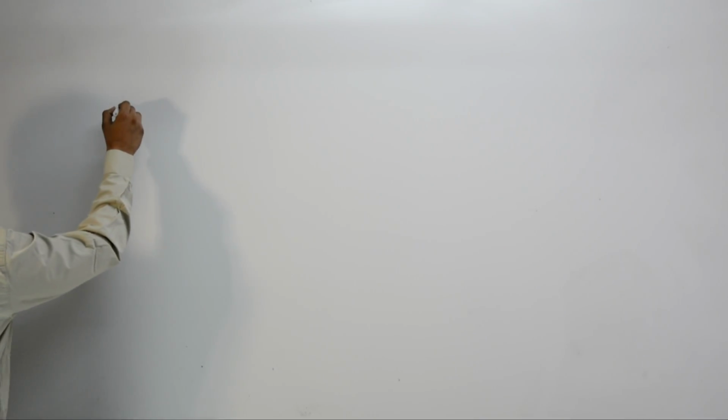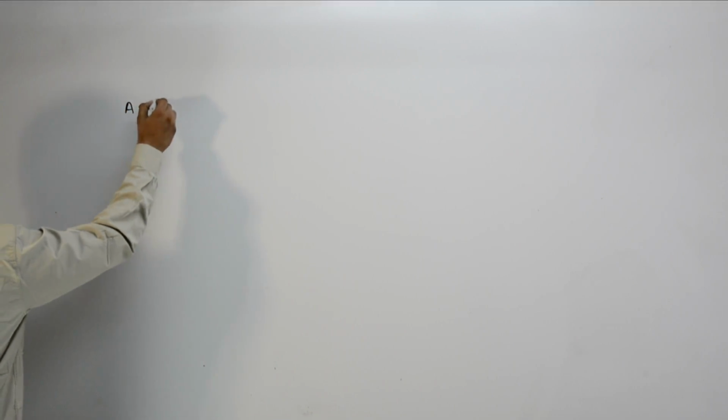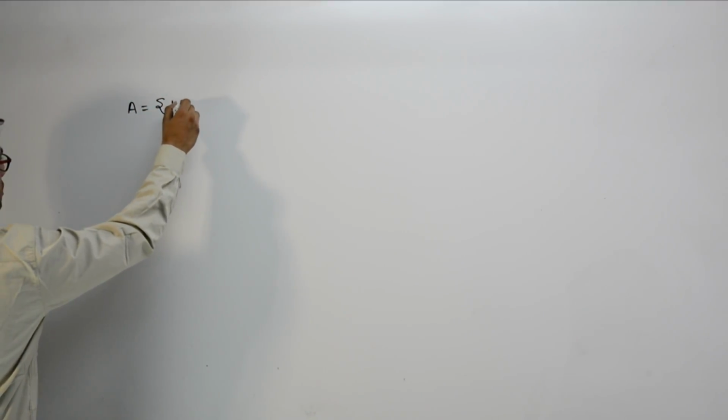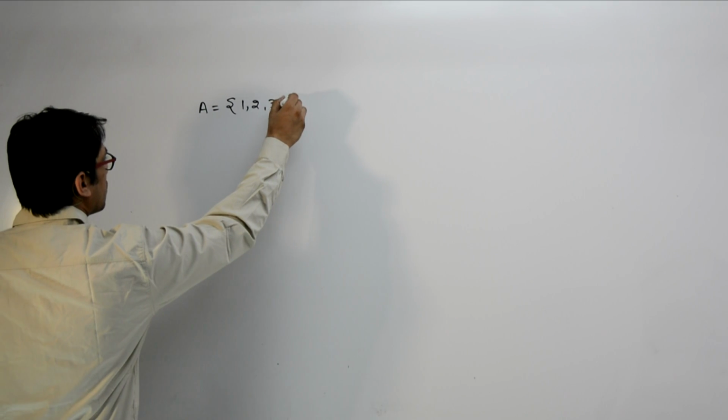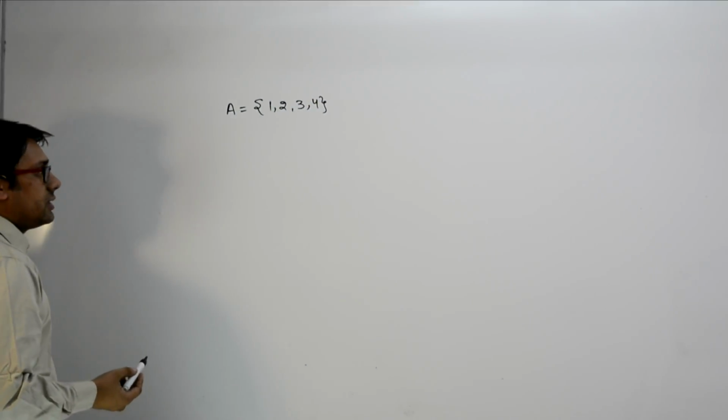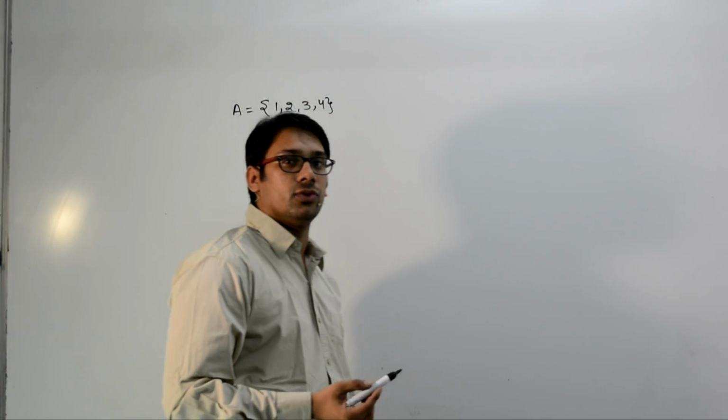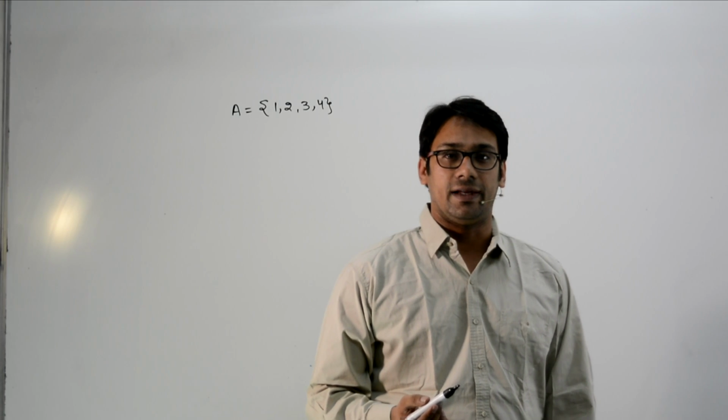So today we should discuss sets. What is a set? A set is a well-defined collection of objects. For example, a set is denoted by the capital letter A, which has the elements 1, 2, 3, 4. And in this set 1, 2, 3, 4, they are just finite elements.